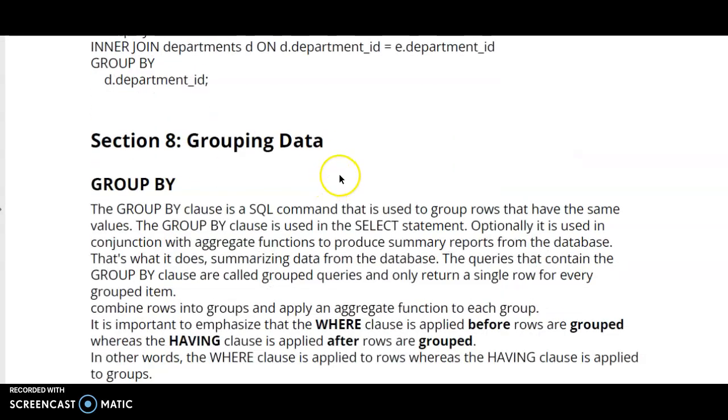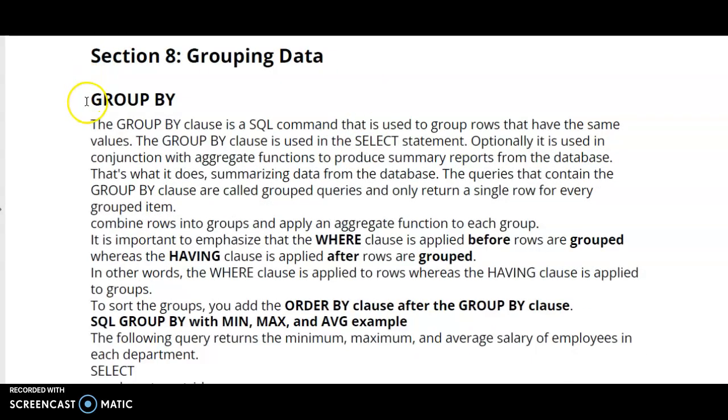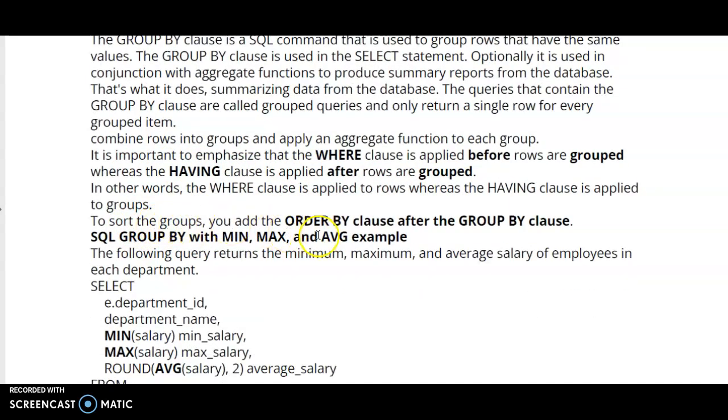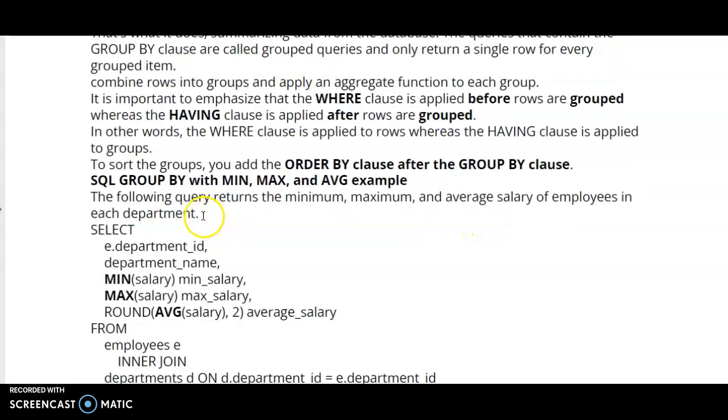Okay. Next section is grouping data. Group by. The WHERE clause is applied before rows are grouped, whereas the HAVING clause is applied after the rows are grouped. The ORDER BY clause is used after the GROUP BY clause: GROUP BY is used first, then ORDER BY. SQL GROUP BY with min, max and average example.